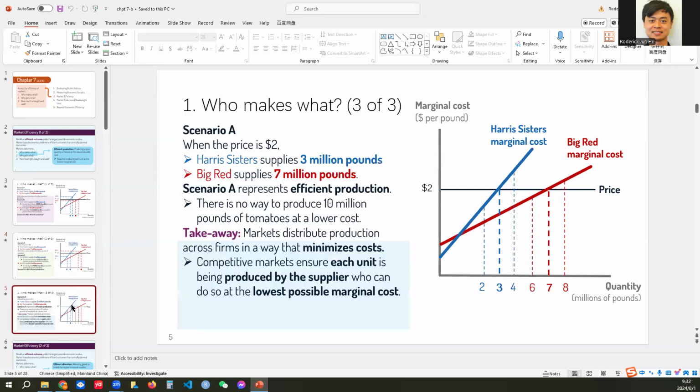And there are several other scenarios, but here the key thing is scenario A represents the efficient production, which is that each firm should produce just enough so that their marginal cost equalizes to the market price. And here is a takeaway. Markets distribute production across firms in a way that minimizes costs. And a competitive market ensures each unit is being produced by the supplier who can do so at the lowest possible marginal cost.